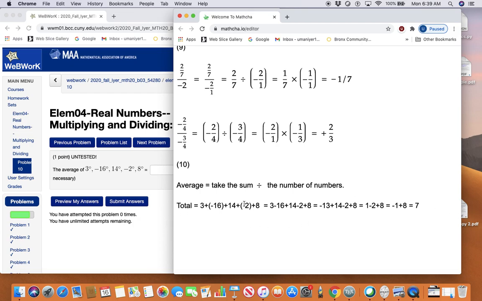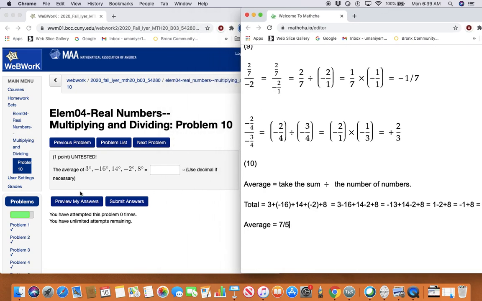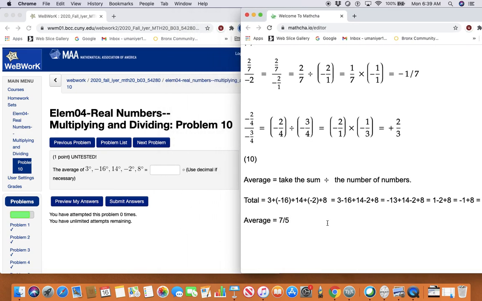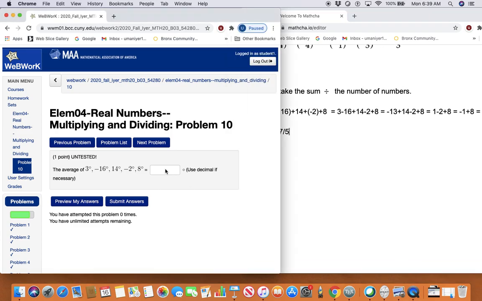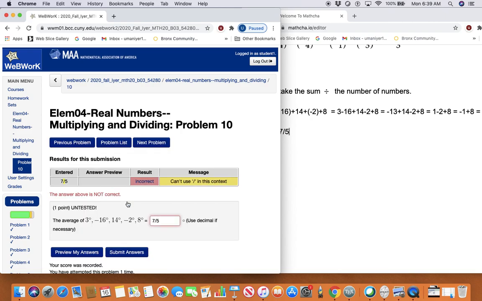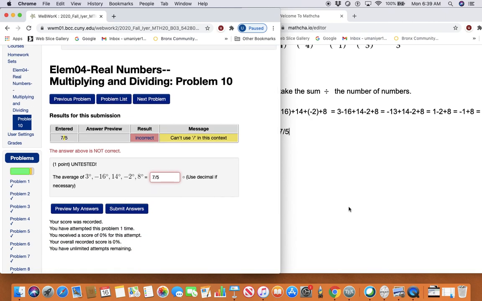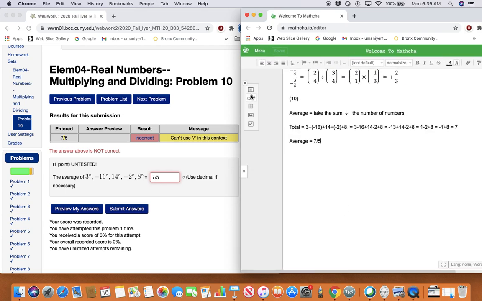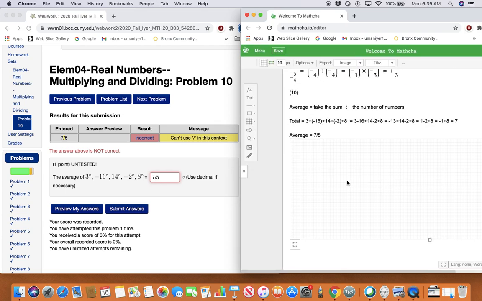This is the total. How many numbers do I have? 1, 2, 3, 4, 5. So average equals 7 over 5. How do they want? Use decimal if necessary. Well, let's try 7 over 5 and see whether they accept it. Okay, they don't want you to write it in that fashion. They want you to write in decimal form. So, okay, 7 over 5. 7 goes inside.